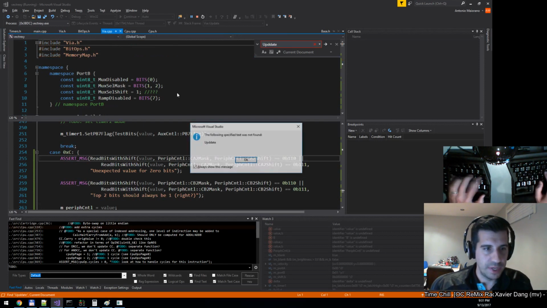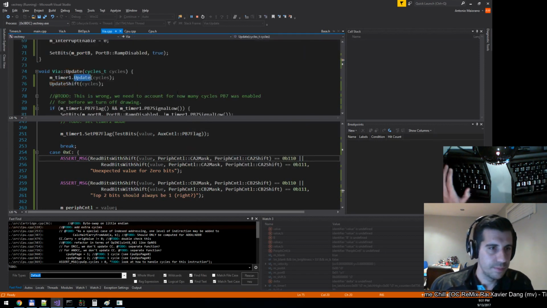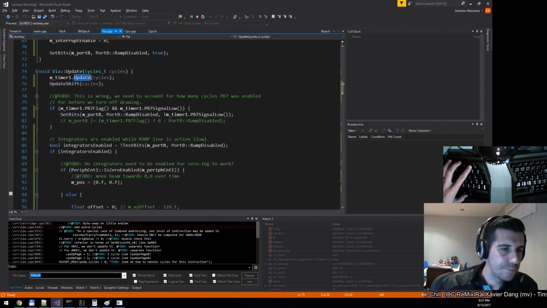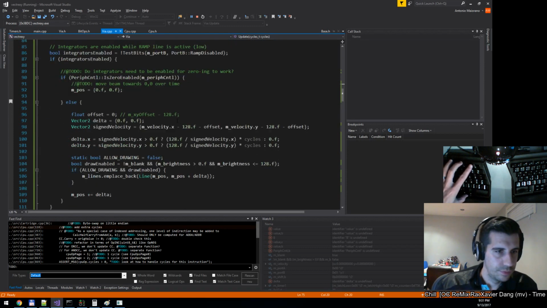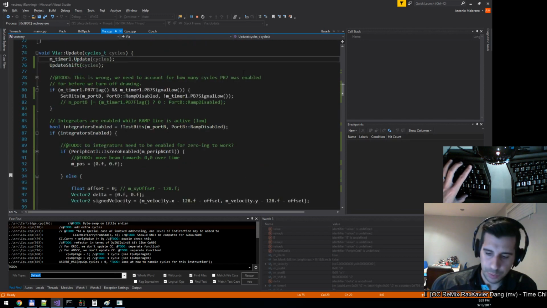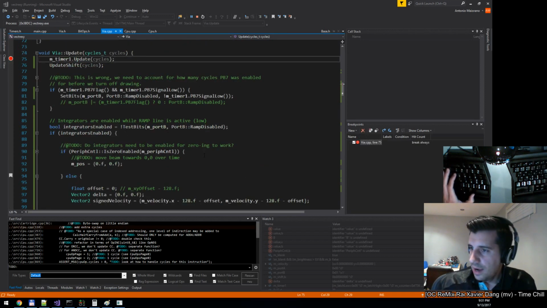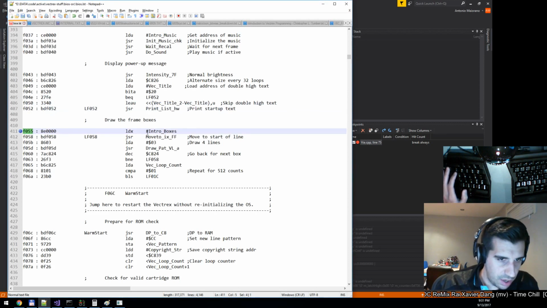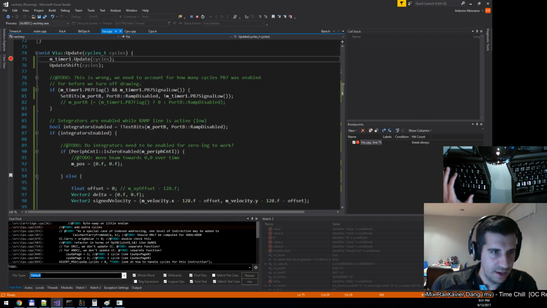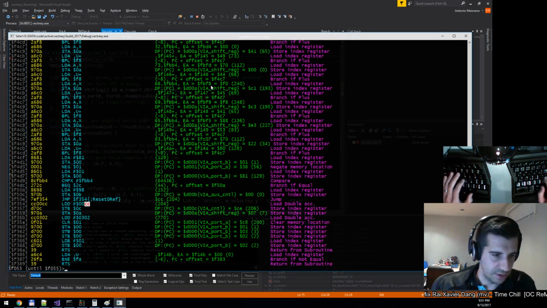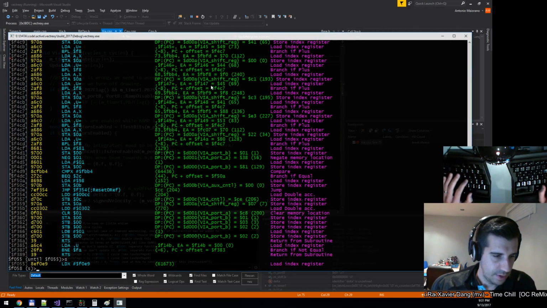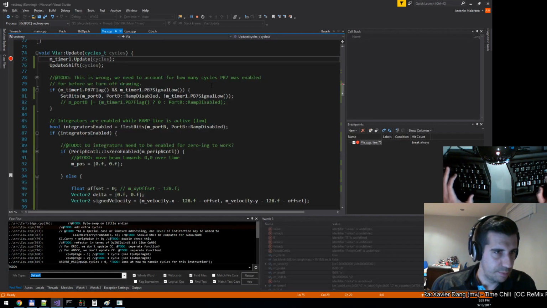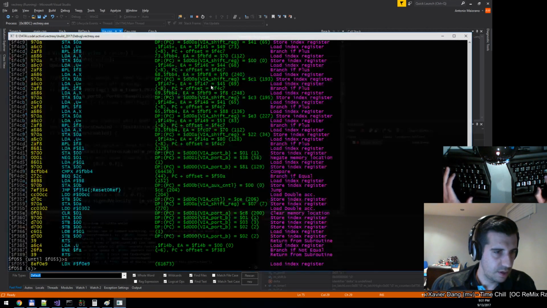Let me go into update. So I'll just put a breakpoint right here. And we are going to just load into X the address of intro boxes. So I'm just going to step this, and we should hit our breakpoint in our update here. So step. And we didn't hit the breakpoint. Why not?